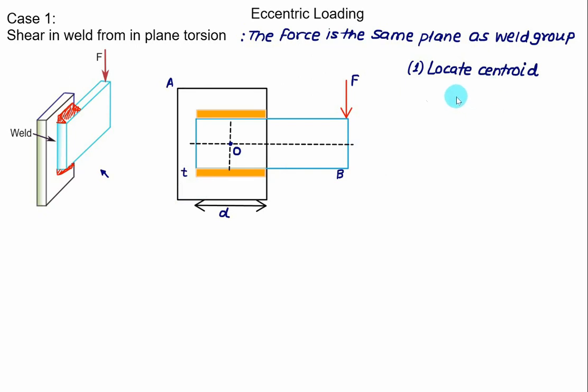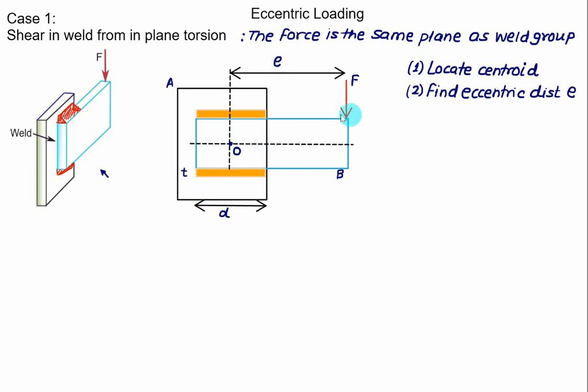The second step is to measure the distance between the centroid of the weld group and the line of action of the force. So here draw a vertical line because the line of action is vertical, and measure the distance between the centroid of the weld group and the line of action of force. This one is the eccentricity, equal to E. Then we can shift the force to the point O and we can observe the effect.